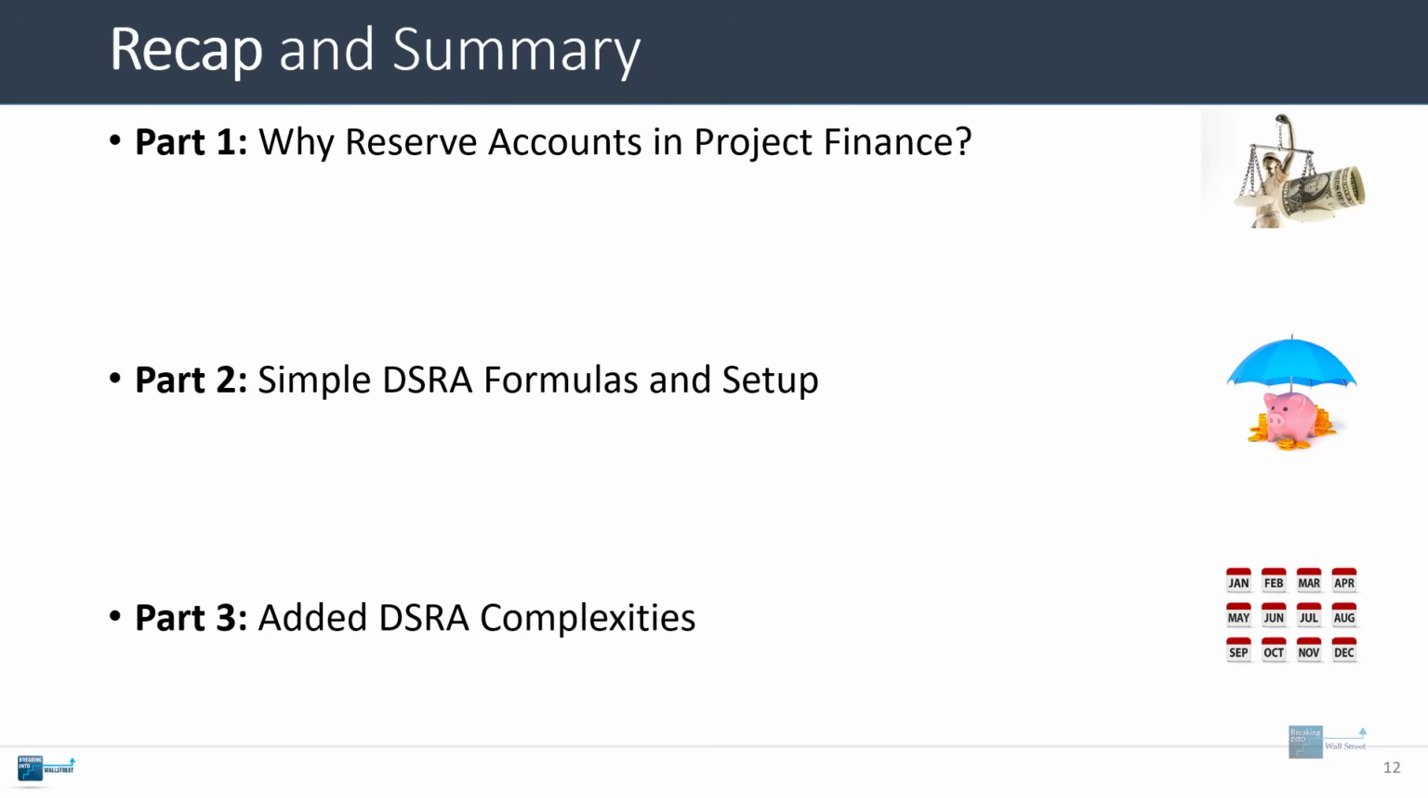There could be different trigger conditions, and there are also other reserve accounts in many project finance models, so you have to order and prioritize the interactions with them. That's about it for this tutorial on the debt service reserve account. Hopefully now you know a little bit more about it and feel more confident if you get something like this in a case study or a modeling test.